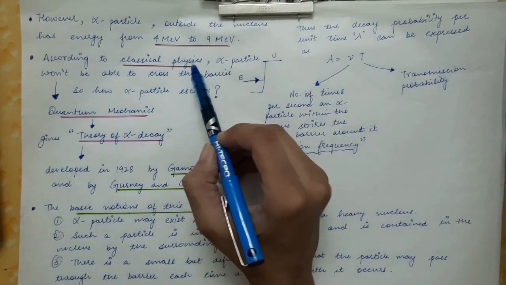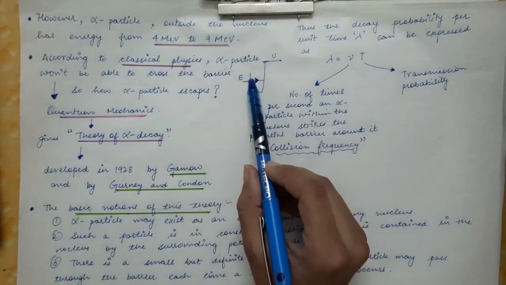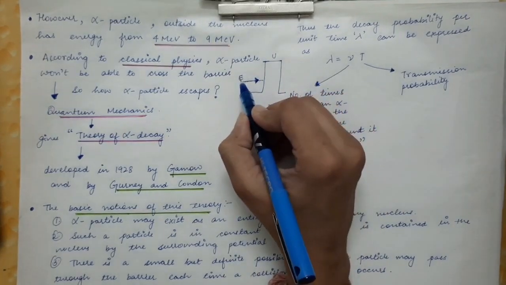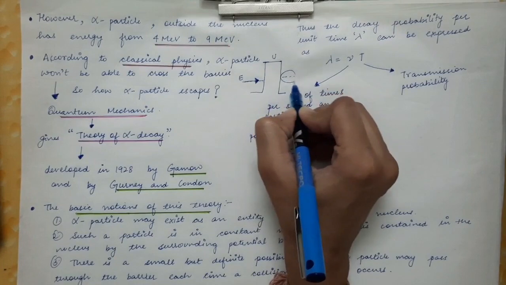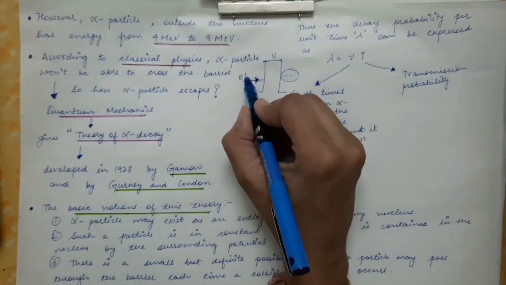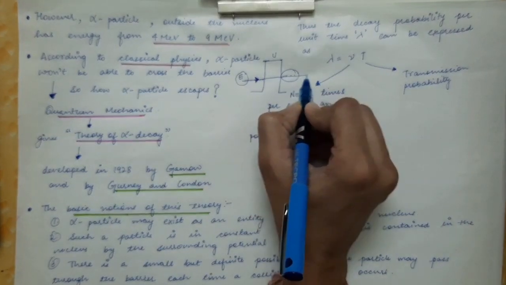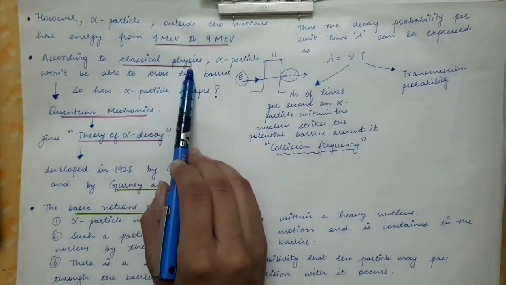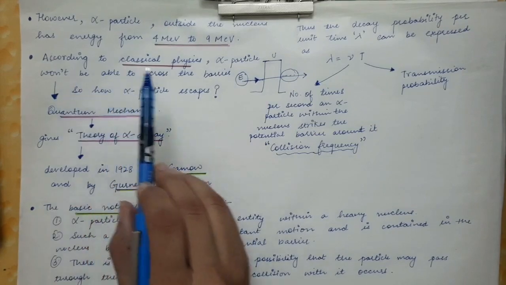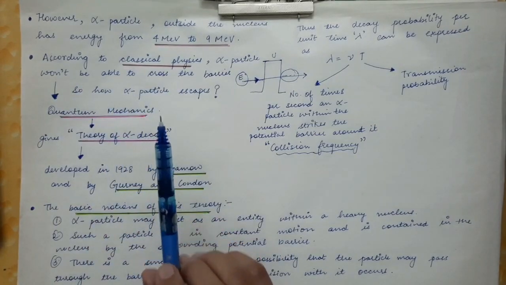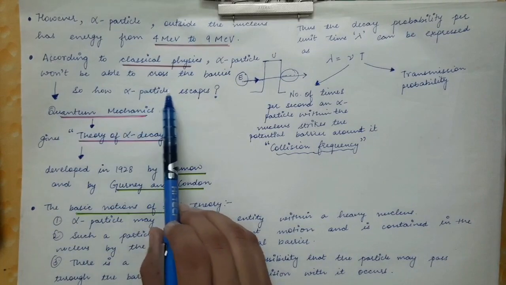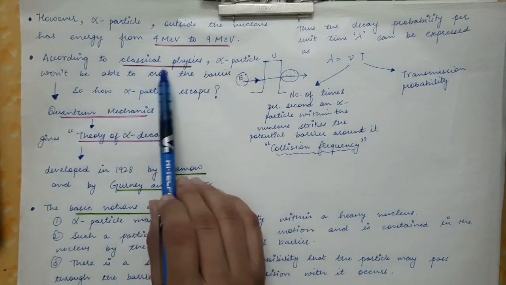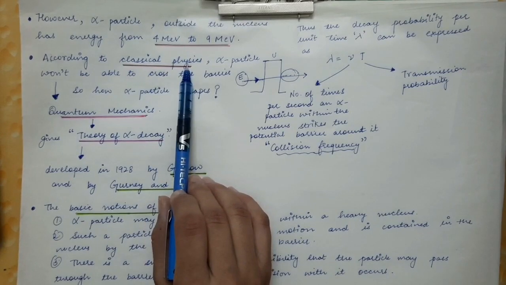So according to classical physics, it would be impossible for this particle to escape, or you can say it would be impossible for this particle to be present in this region. It would be impossible for this particle to get transmitted through this potential barrier. So according to classical physics, the alpha particle can never be emitted from the nucleus. But how does the alpha particle escape? So classical physics was unable to explain the theory of alpha decay.